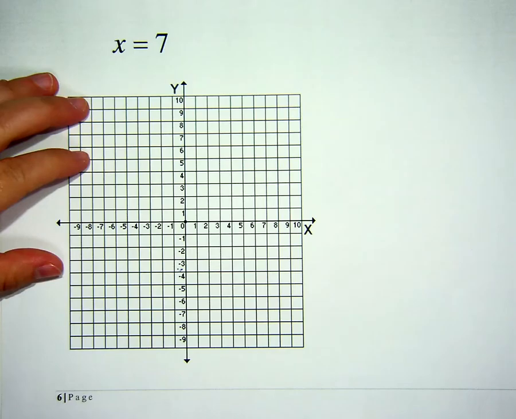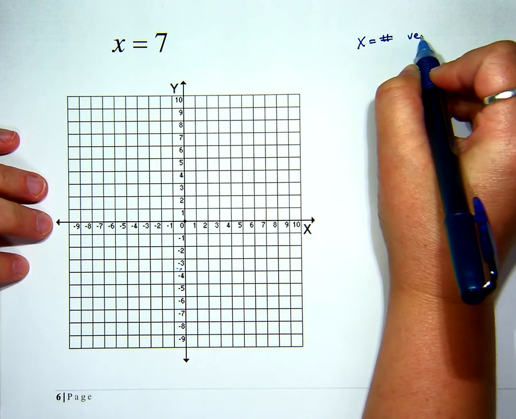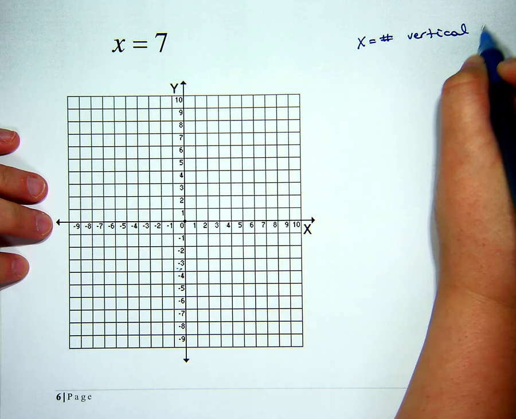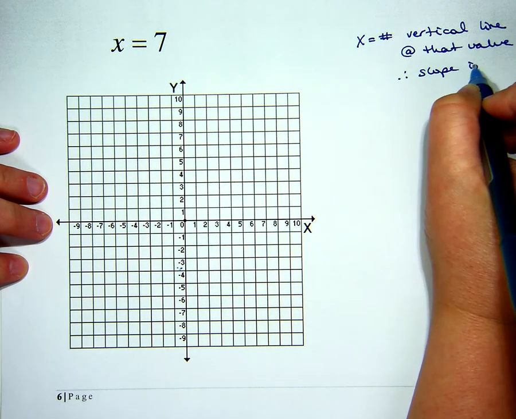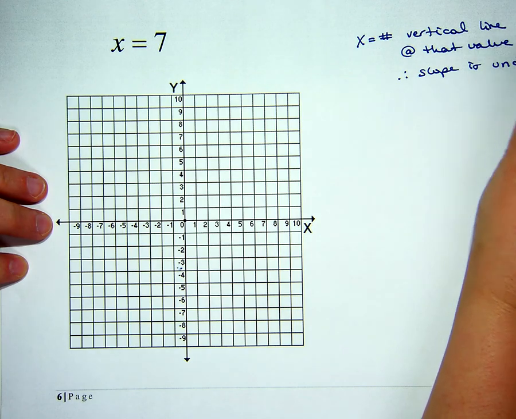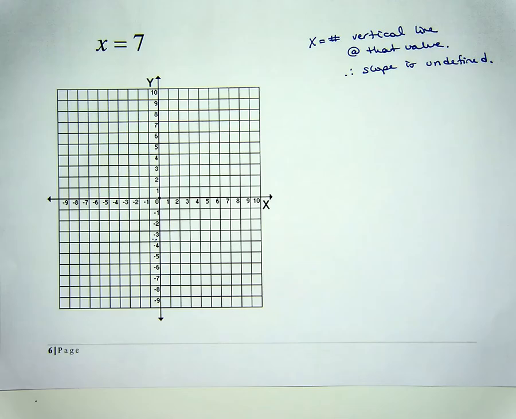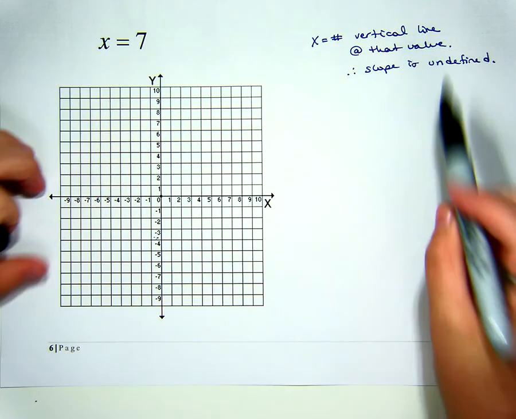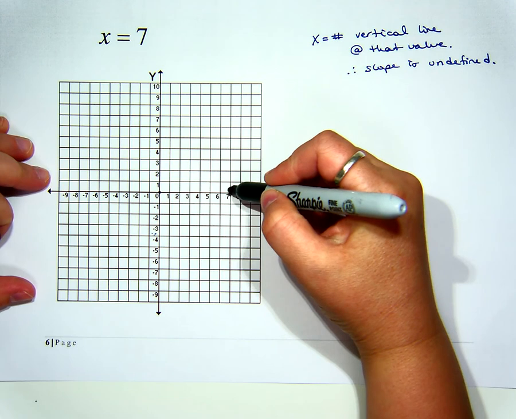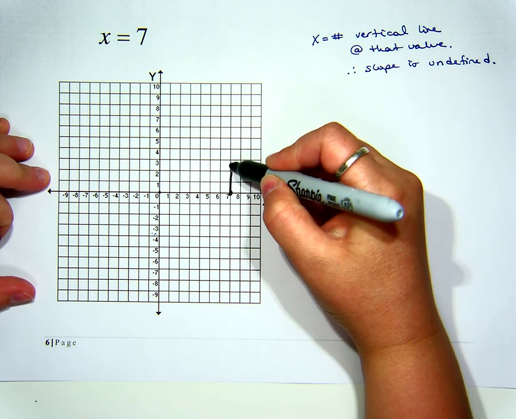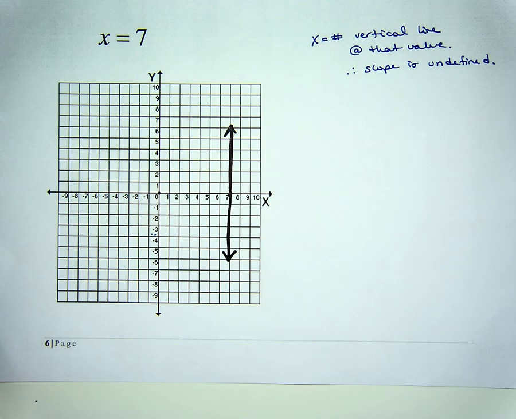This is x equals 7. X equals a number. Well, this is a vertical line at that value. Slope is undefined. So I want to draw this line now. I know that this is a vertical line at the value of 7. So I'm going to come here to my x-axis at positive 7, and I'll just draw my vertical line.